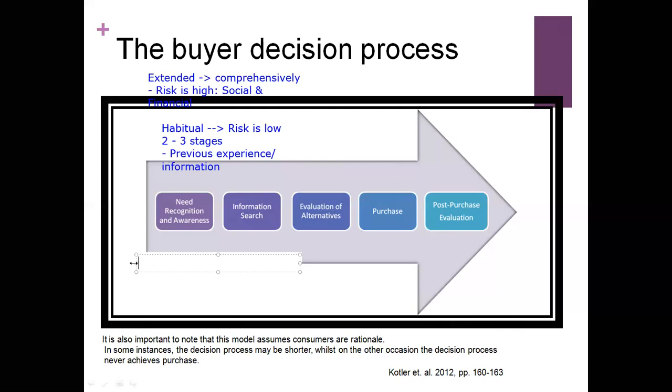And the last one is limited decision making. In the case of limited decision making, the risk is considered moderate. Therefore, they are going to go through all stages, but not comprehensively. Since the risk is not that high, they go through every single stage, but not comprehensively.